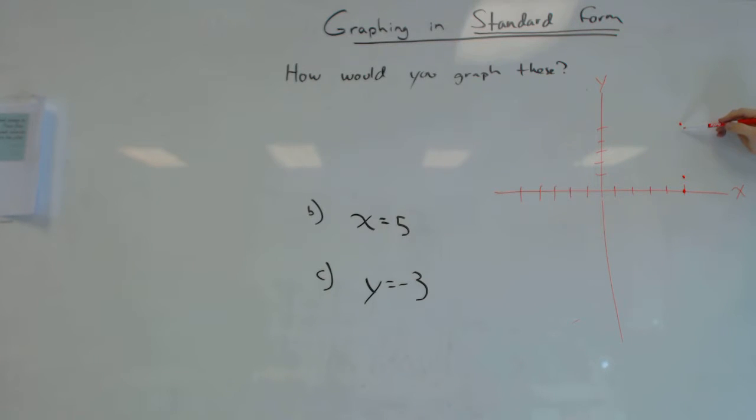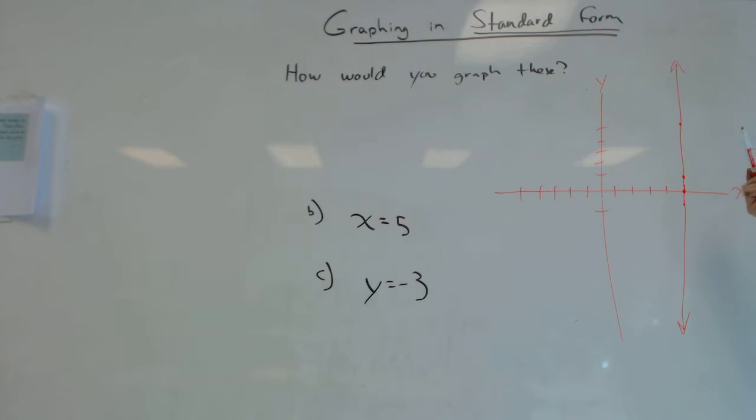5, 5. So this is kind of a weird graph. It just goes up in one direction? Oh, wait. What is this point right here? That's 5, negative 1. Is x 5 then? Yeah. Can I just keep going down? Yeah. Right? X is always 5 right here.